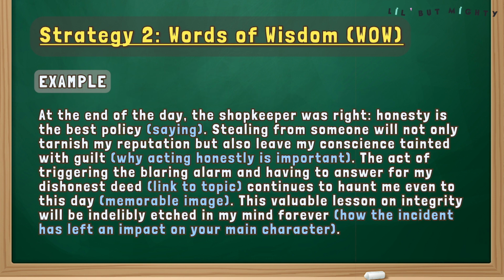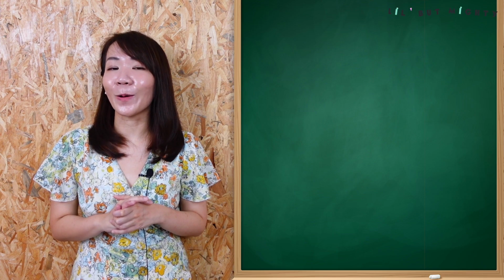At the end of the day, the shopkeeper was right. Honesty is the best policy. Stealing from someone will not only tarnish my reputation, but also leave my conscience tainted with guilt. The act of triggering the blaring alarm and having to answer for my dishonest deed continues to haunt me even to this day. This valuable lesson on integrity will be indelibly etched in my mind forever. That was pretty easy, wasn't it?